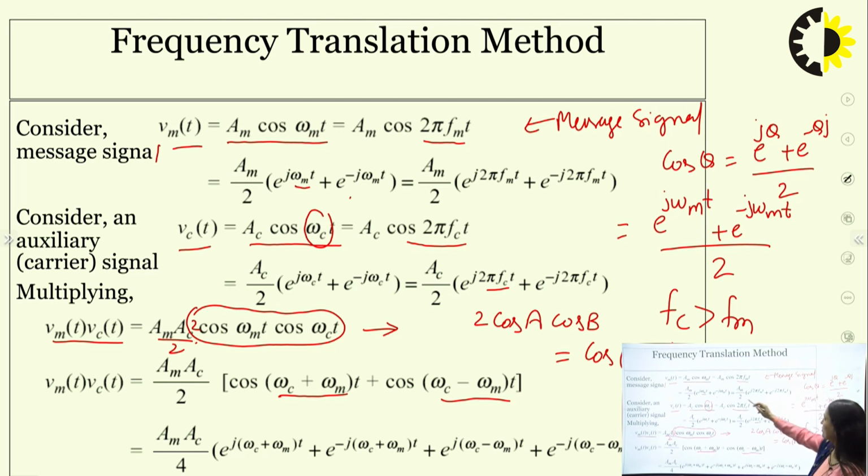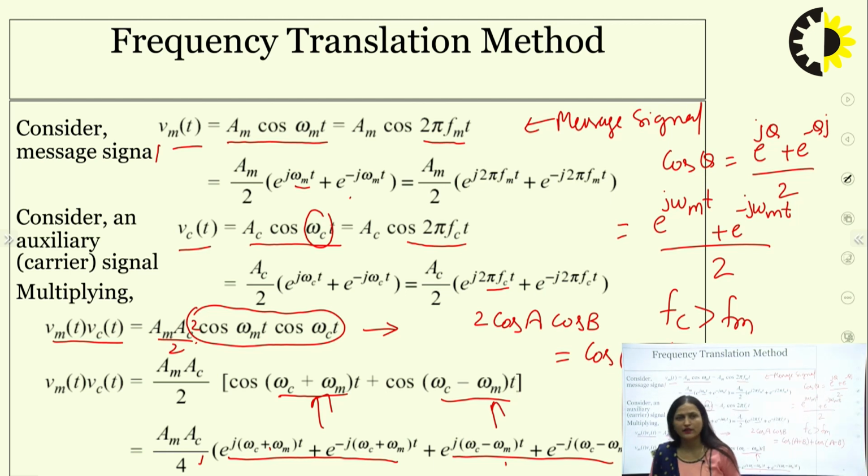So exponential form, see here Am by 2, so here Am Ac by 4. Okay, e to the power j omega c plus omega m t plus e to the power minus j omega c plus omega m t. So these two terms are for your first part. For this term, e to the power j omega c minus omega m t plus e to the power minus j omega c minus omega m t. So these two terms are for second part.